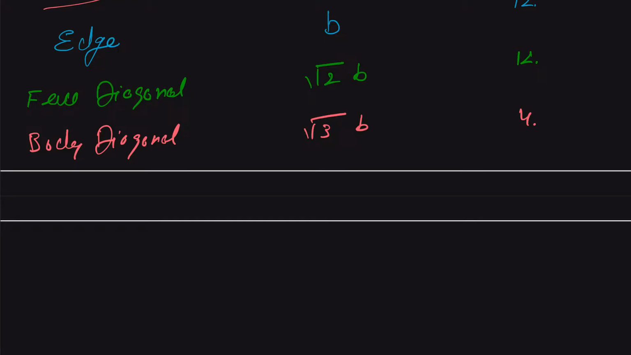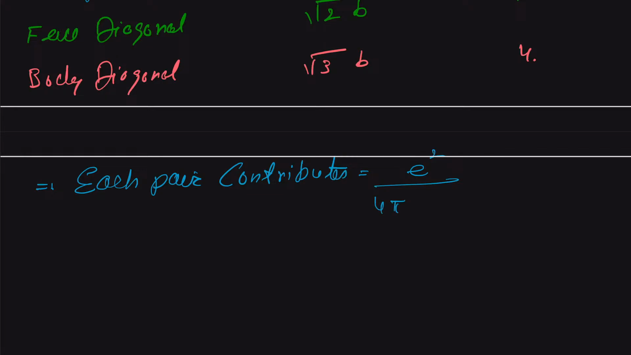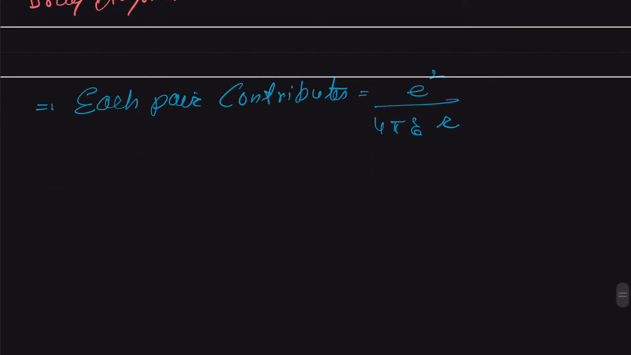And so now we can find out the energy contribution per pair. So you can say each pair contributes, and that will be equal to, because they are same charges, e square over 4 pi epsilon naught times R.